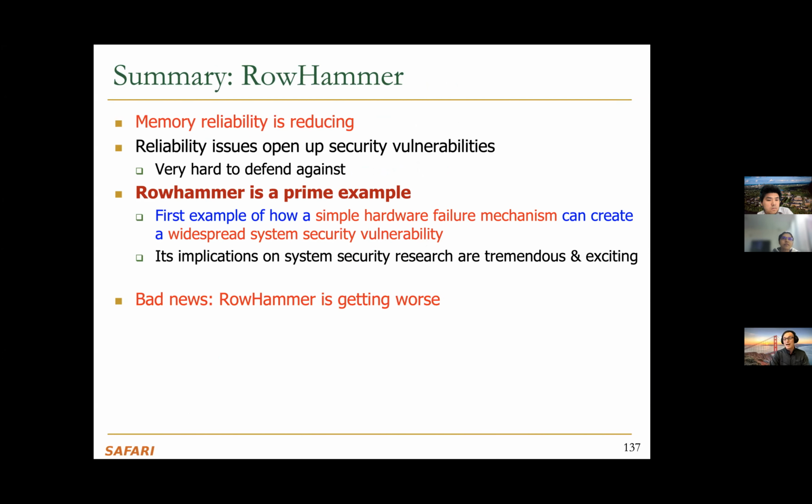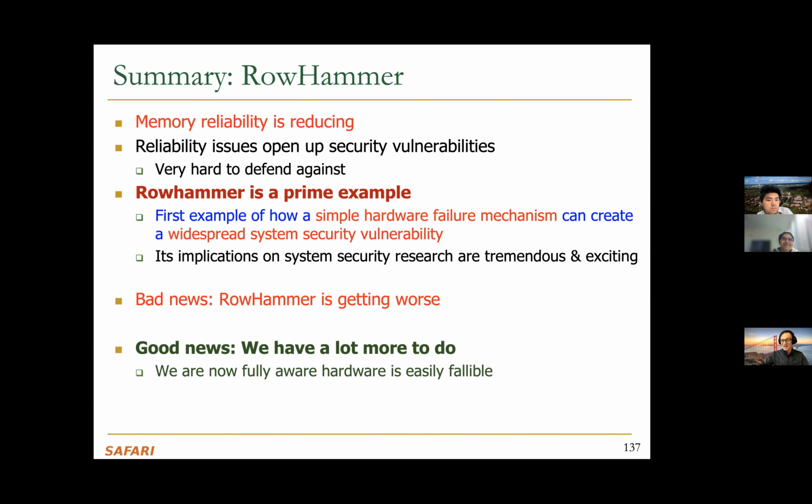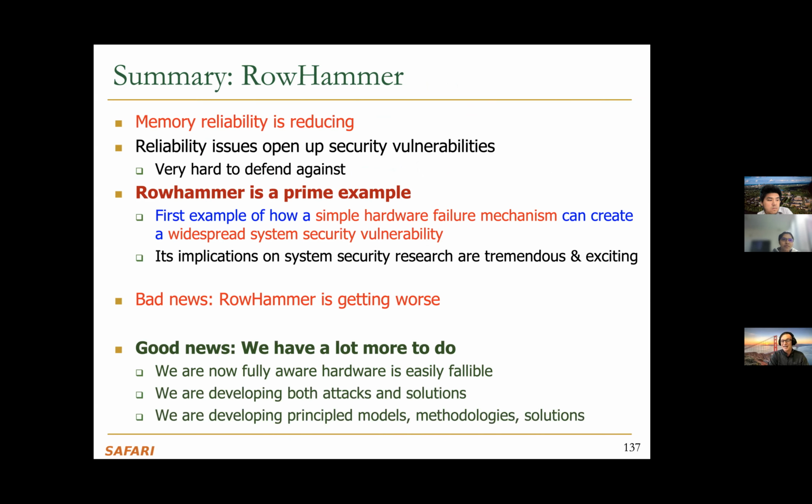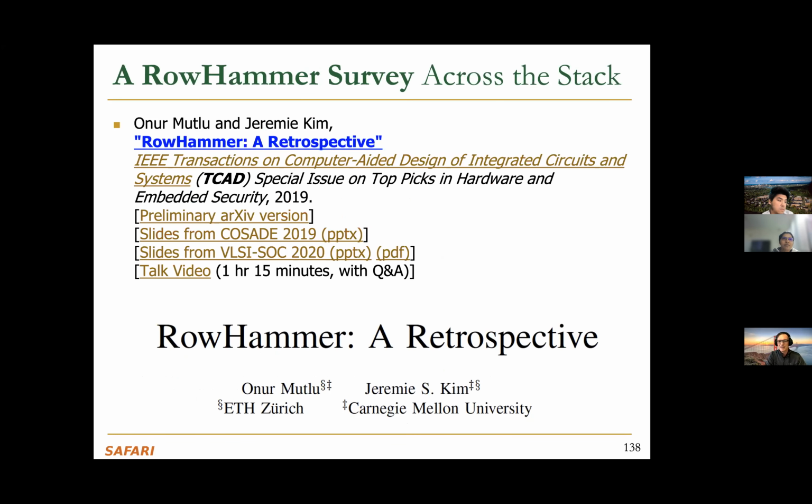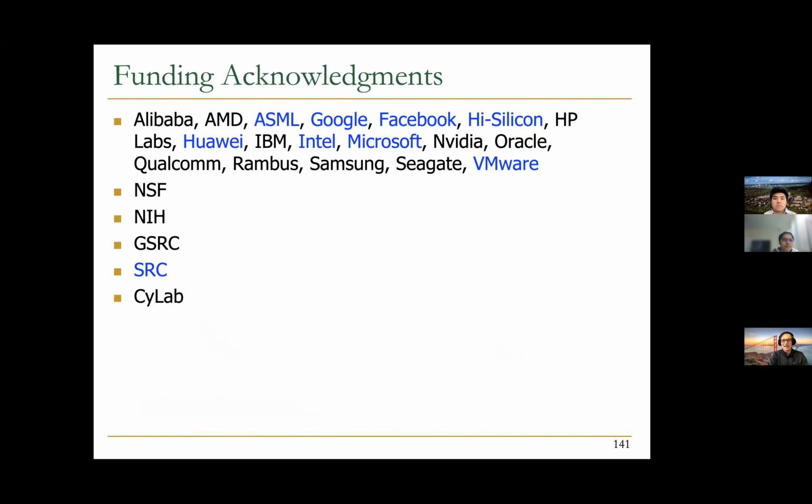The bad news is Rowhammer is clearly getting worse. And the good news is we have a lot more to do in all parts of the industry and academia. We are fully aware that hardware is easily fallible. We're developing both attacks and solutions, and hopefully principled models, methodologies, and solutions to fix the problem. And again, if you really want more, the survey is a 2-year old survey that talks about a lot of these issues that I mentioned, and you can find more information online.